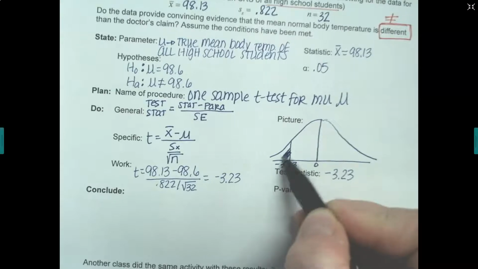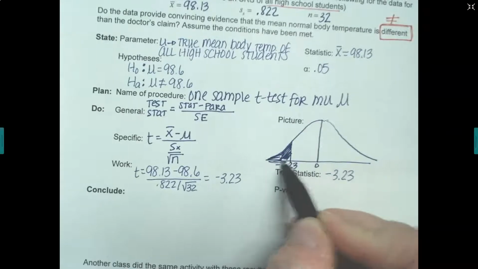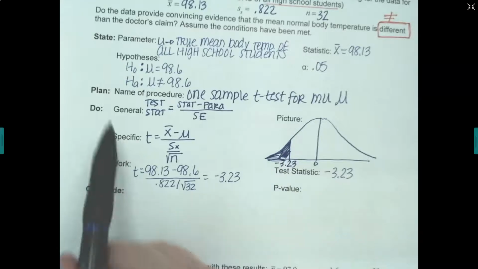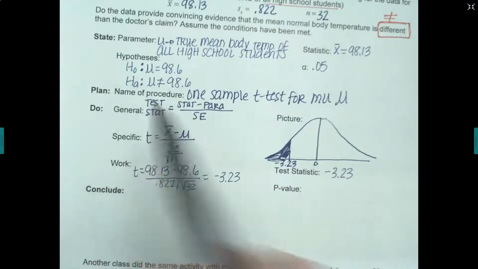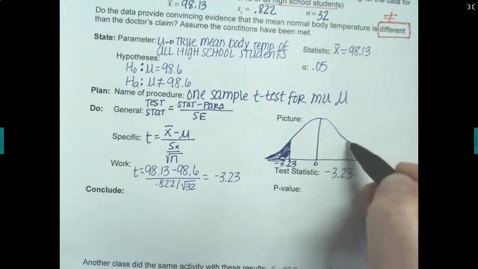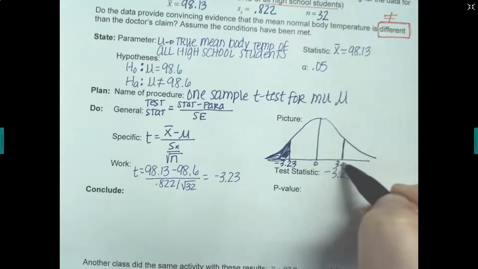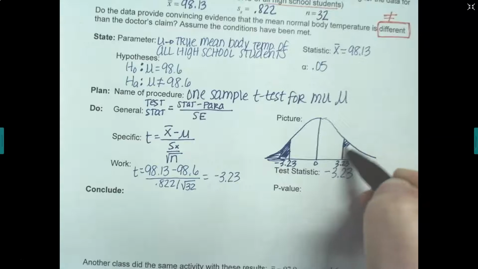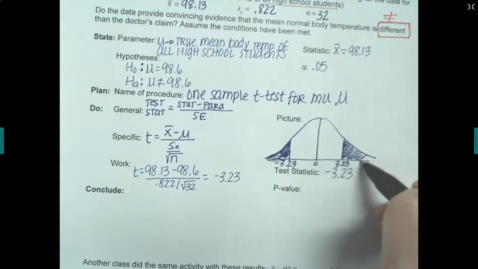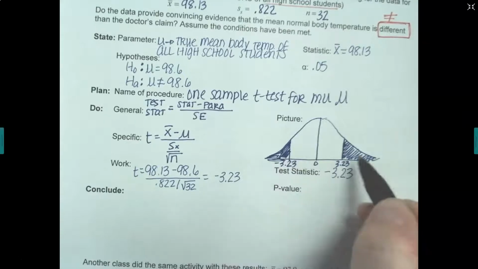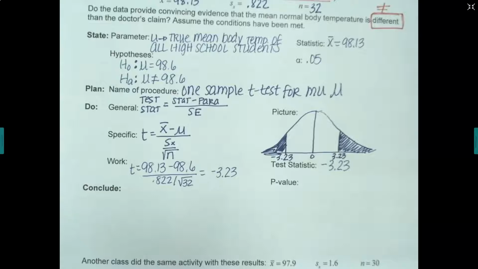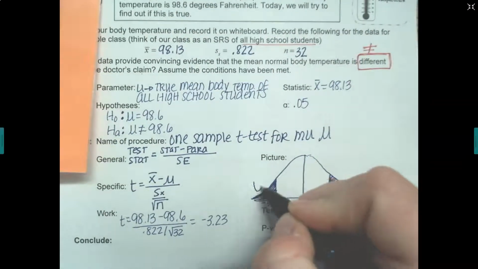So we want to know this area. However, we didn't just ask for the less than. Remember, we said different. So we want to know about negative 3.23, and we're going to use the symmetrical properties here. We want to know about 3.23 and above also. So we're really wanting both of those areas. On our table B, if that's how you're going to work this, we need to look at our t-distribution.